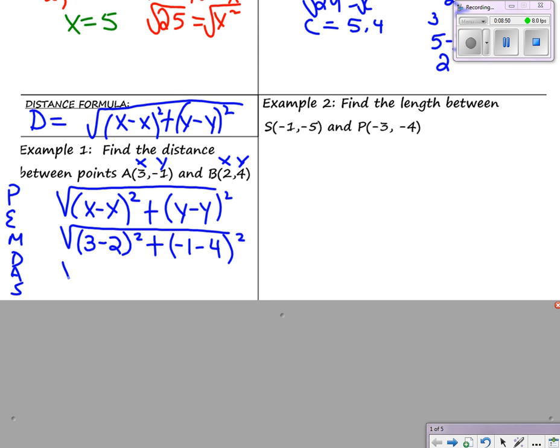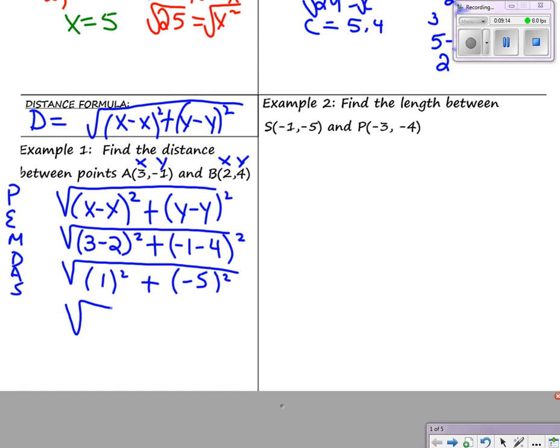What's inside the parentheses? Well, 3 minus 2 is 1. We're going to square that. Plus -1 minus 4, subtract 4 from a -1, you get a -5, and we're going to square that. Now the reason I kept my parentheses here is because when you put this in your calculator, you need to leave the parentheses there. So now I'm going to simplify. 1 squared is still 1. 1 times 1 is 1. A -5 times a -5, two negatives give me a +25.